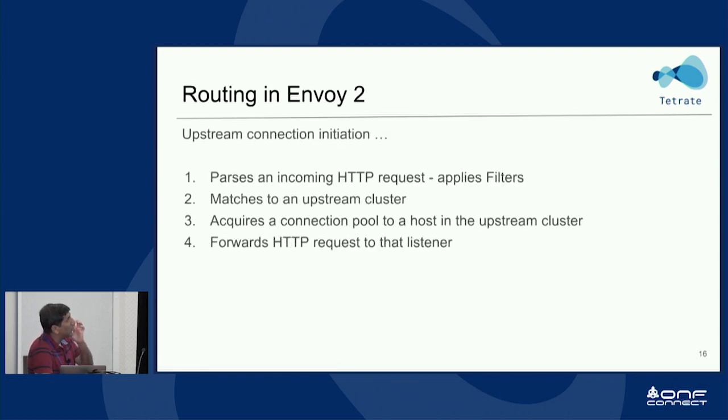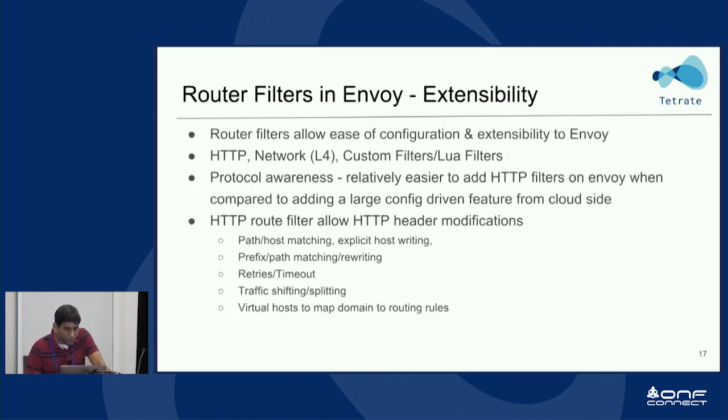So for instance, this is one example of how an upstream connection is initiated. You would parse the HTTP request, apply the filter and try to match the upstream connection, and then set up the connection pool and forward the request. The reason I mentioned that here is because you actually have a lot more ability to apply filters of interest and the type of filters that you would want before you actually send the connection out. So Envoy supports that very much.